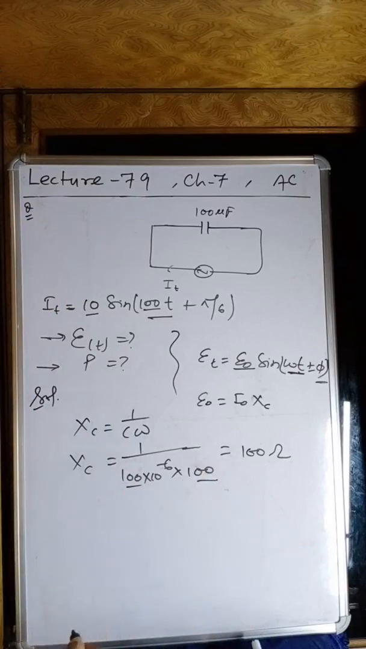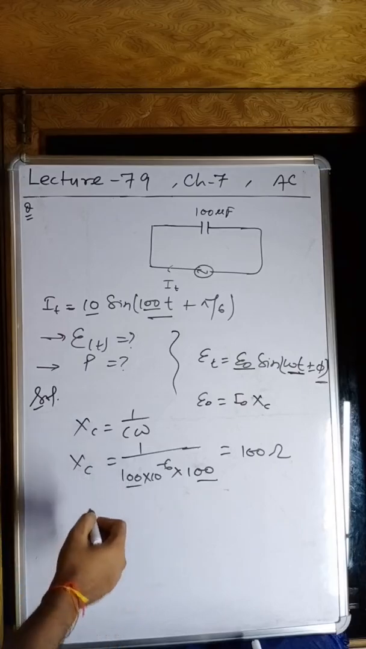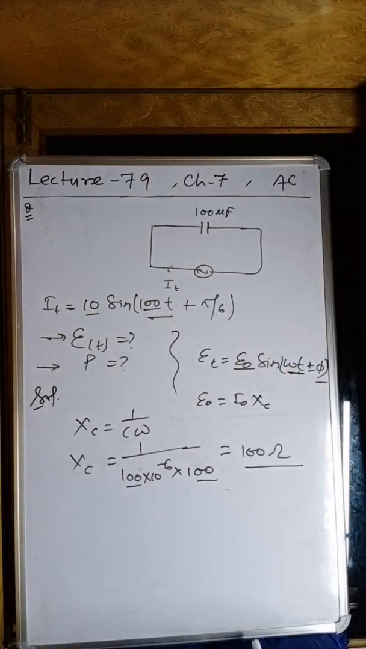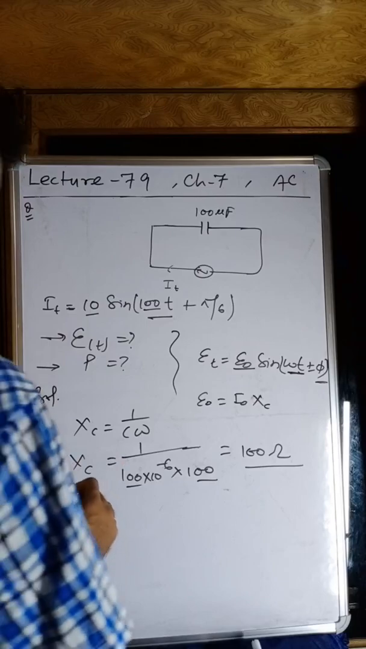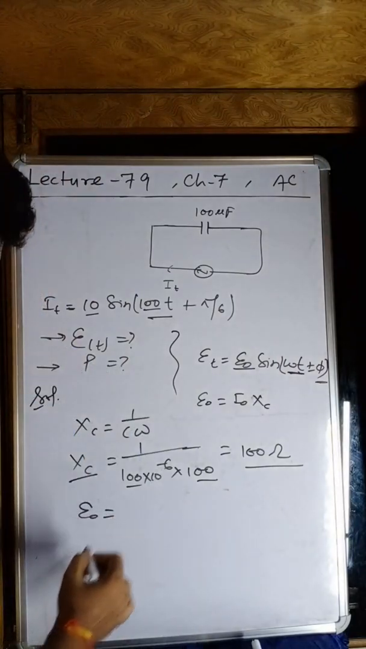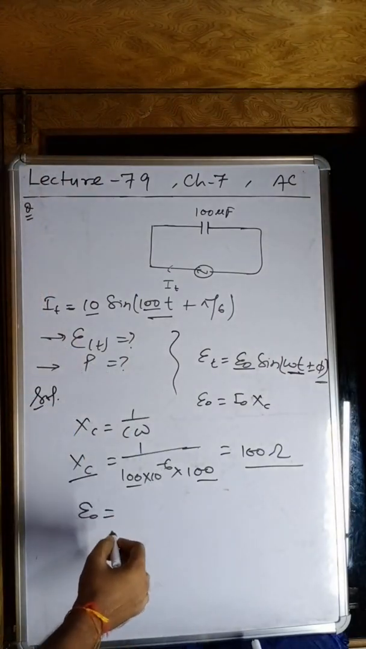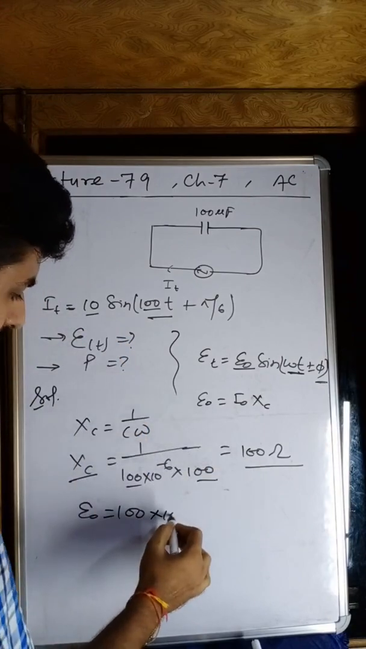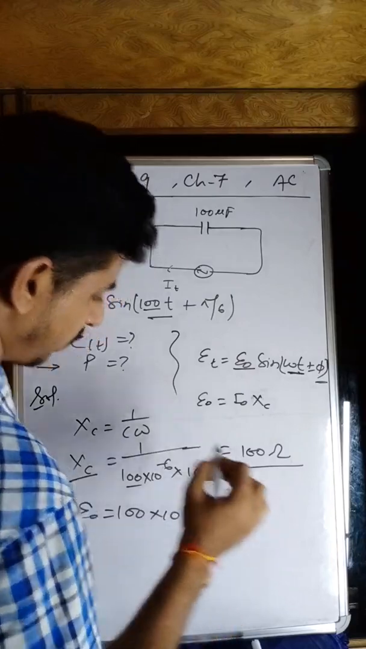The process will be no doubt correct. So it is 100 ohm. What is this Xc we got? Actually, what we got as this 100 ohm is the reactance. Now E naught is I naught, which is 10, times 100, so it is 1000.